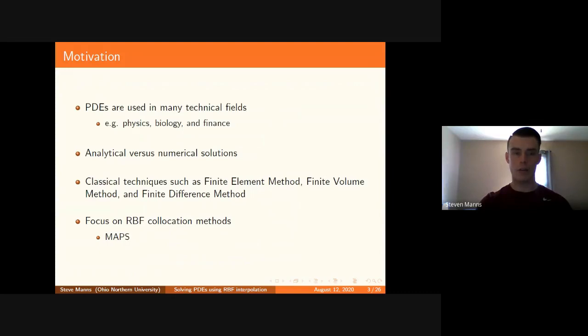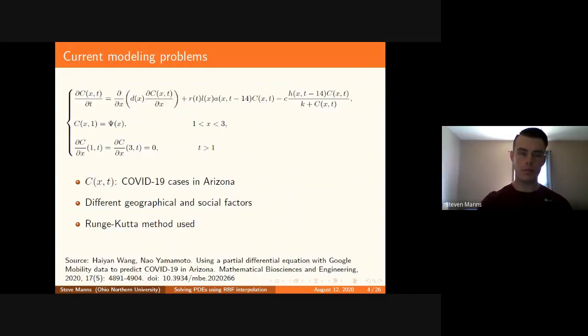A variety of numerical techniques have been developed. Some that you may be familiar with are the finite element method, finite volume method, and finite difference method. However, we will focus on a class of numerical schemes known as radial basis function collocation methods. Particularly, we will look at the method of approximate particular solutions. One of the benefits of this method is that it is a mesh-free method, meaning that the nodes need not lie on a structured grid. As we'll see in the examples, this benefit can be obtained without forgoing the accuracy of the solution.